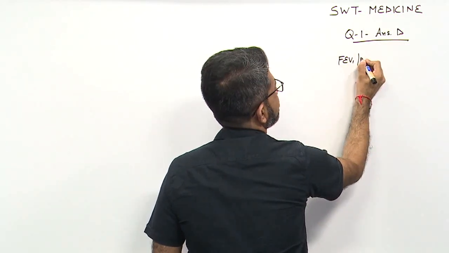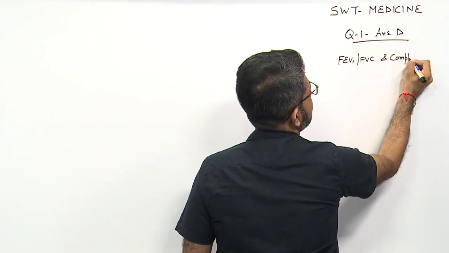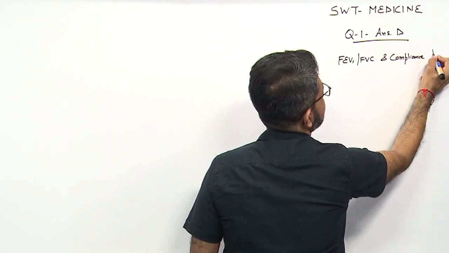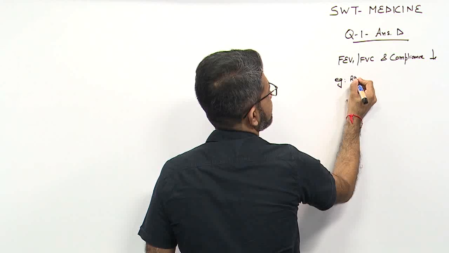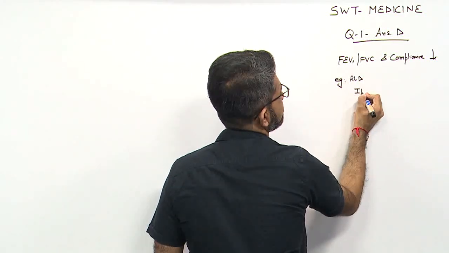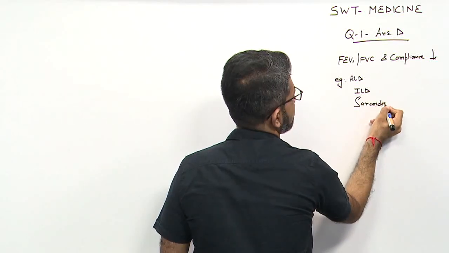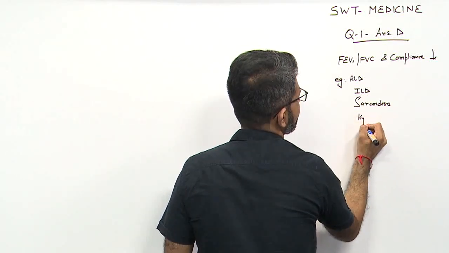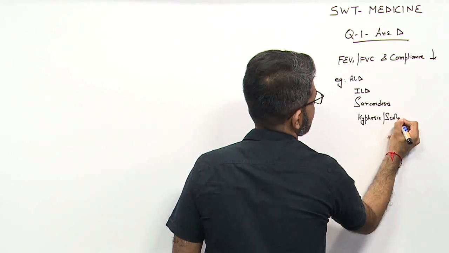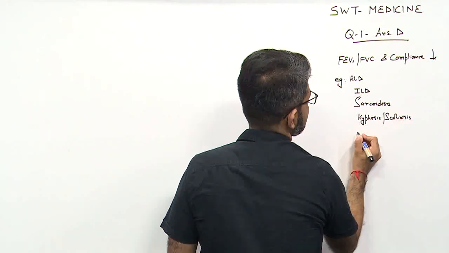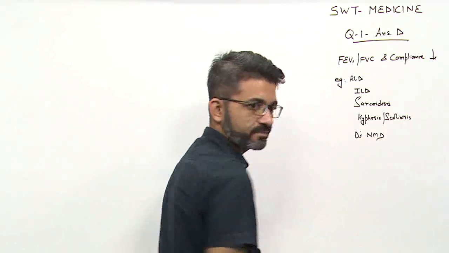FEV1 by FVC along with compliance decreases. The various examples of restrictive lung disease are ILD, sarcoidosis, kyphosis, scoliosis, and disease of neuromuscular dysfunction.